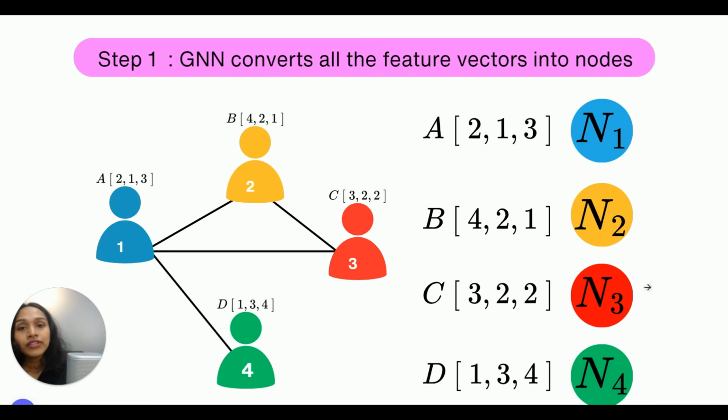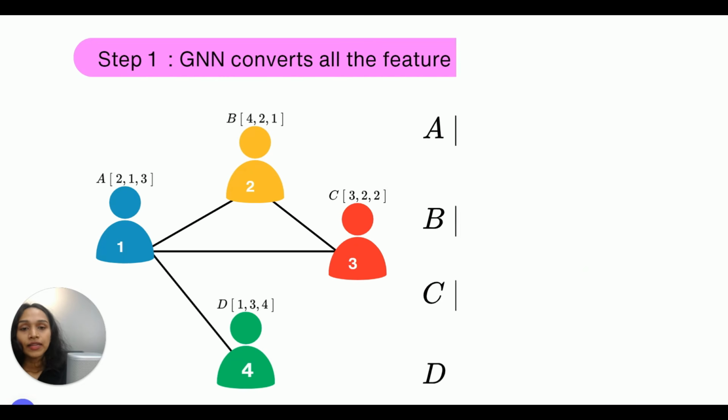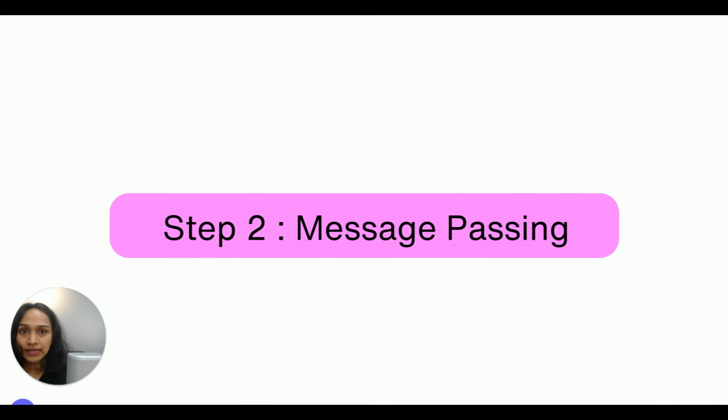So after initiating these nodes, the next step, message passing, happens. So we now know what message passing is. So let us see how that is done among these 4 friends.